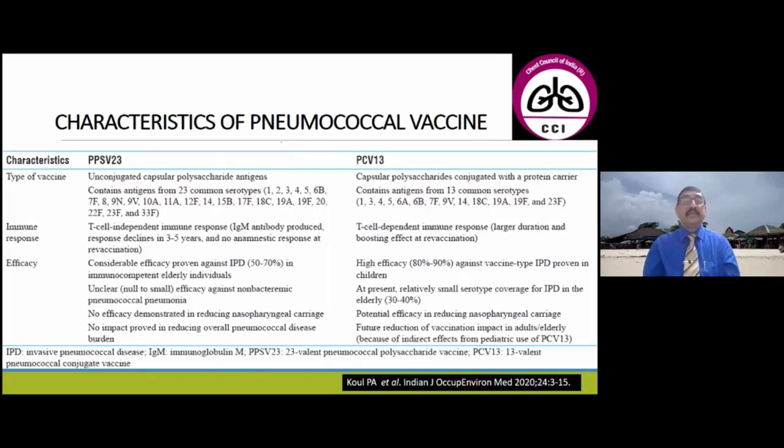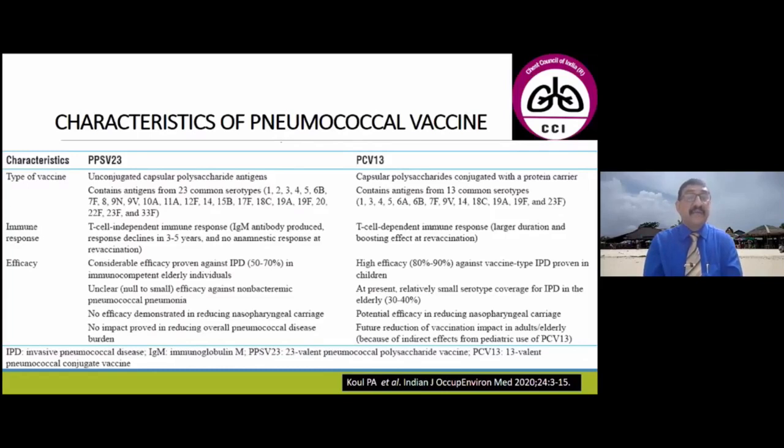So this is a beautiful table which tells about the characteristics of the pneumococcal vaccines, PPSV23 and PCV13. PPSV23 is an unconjugated capsular polysaccharide antigen, whereas PCV13 is a conjugated capsular polysaccharide antigen. PPSV23 has 23 serotypes. It is a T cell independent immune response, so the IgM antibody is produced. The response declines in 3 to 5 years and there is no anamnestic response at revaccination.